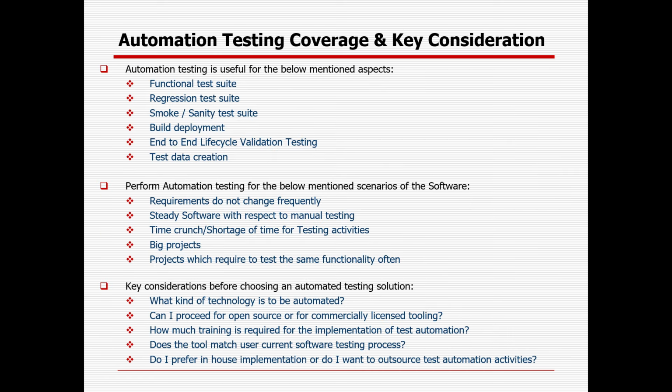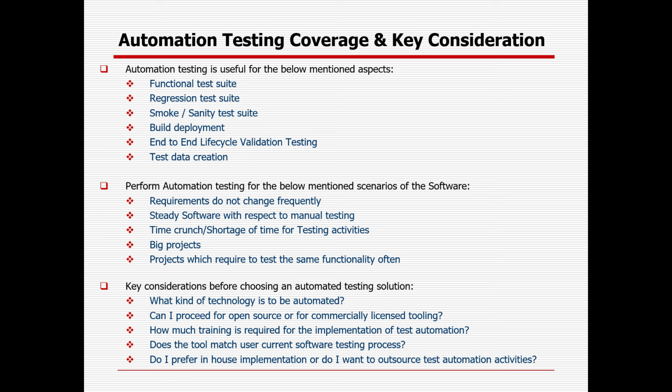So automation testing is useful for a couple of aspects. First thing is the functional test suite, you can definitely automate. Regression test suite, meaning test cases that will be executed multiple times, you can automate. And smoke and sanity test suites, definitely for every build or every day, the user needs to run the smoke or sanity test. So first you should start automating the smoke or sanity, then you can go ahead to the regression.